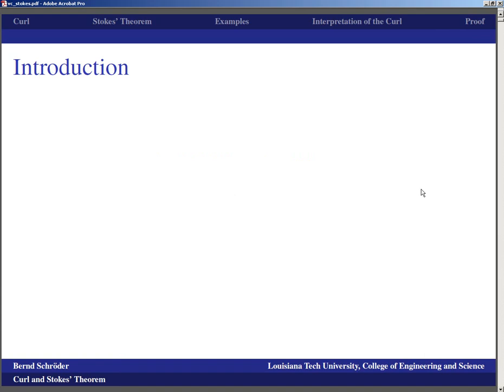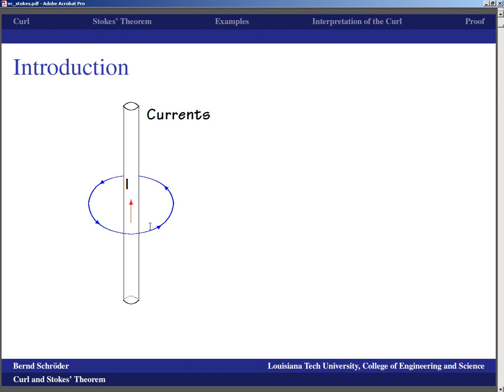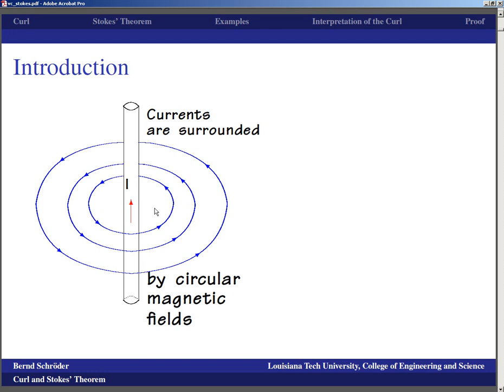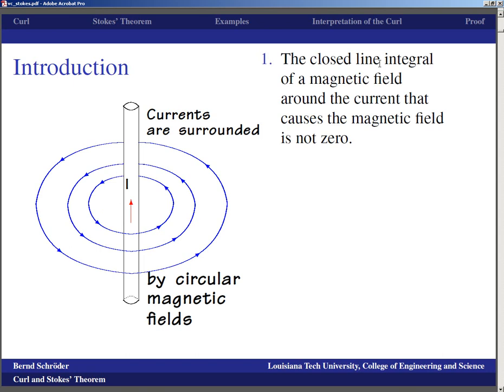All right, so why would anybody think that something like Stokes theorem, which we're about to see, could be true? Well, here is a physical fact. If you're looking at a current in a wire that goes straight up, then this current I is actually surrounded by a circular magnetic field. That is something that can be measured. So currents are surrounded by circular magnetic fields. And the closed line integral of a magnetic field around the current that causes the magnetic field is not zero. So magnetic fields are not what we would call conservative vector fields. They have closed line integrals that can be non-zero.